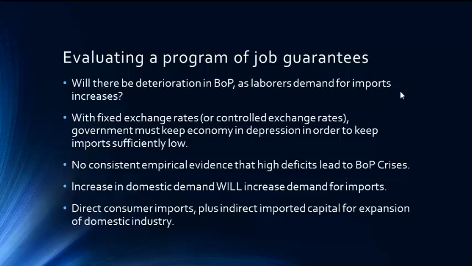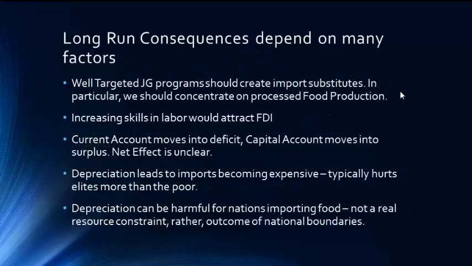So to trace all these effects, you need what is called the input-output table, which shows which industry is linked to which industry, and that would allow you to say what will happen if you provide job guarantees and you take people who are unemployed and use them to produce goods. The long-run consequences of such a program will depend on many factors.